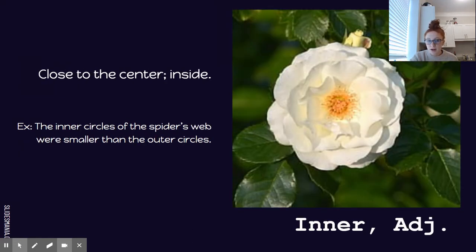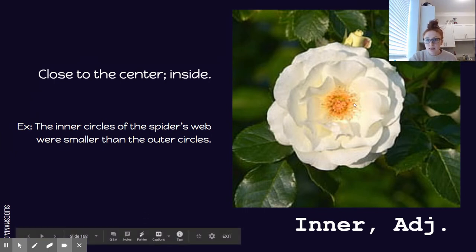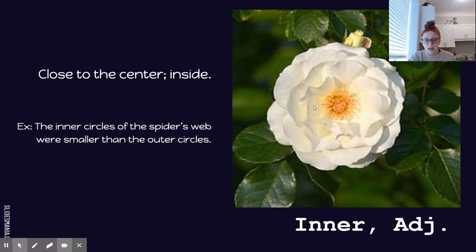Inner is another adjective, and it means close to the center or the inside. So if we look at this flower, this is the inner part of the flower. It's close to the inside, right? The inner circles of the spider's web were smaller than the outer circles.